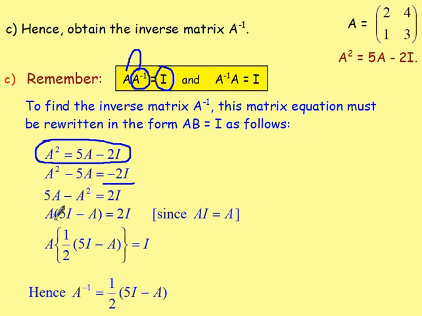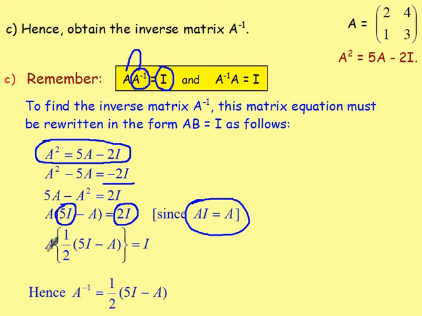From there, take out A as a common factor, so it's going to be A times 5, but we can't just have A times a number, we have to write it as a matrix. So 5 you can write as 5I, because remember, A times I is equal to A. So we can have A times 5I. We've got A times the A, which gives us the A squared, and that's equal to 2I. Because we've got A out as a common factor, we need to get that as A times something equals I. So divide both sides by 2.